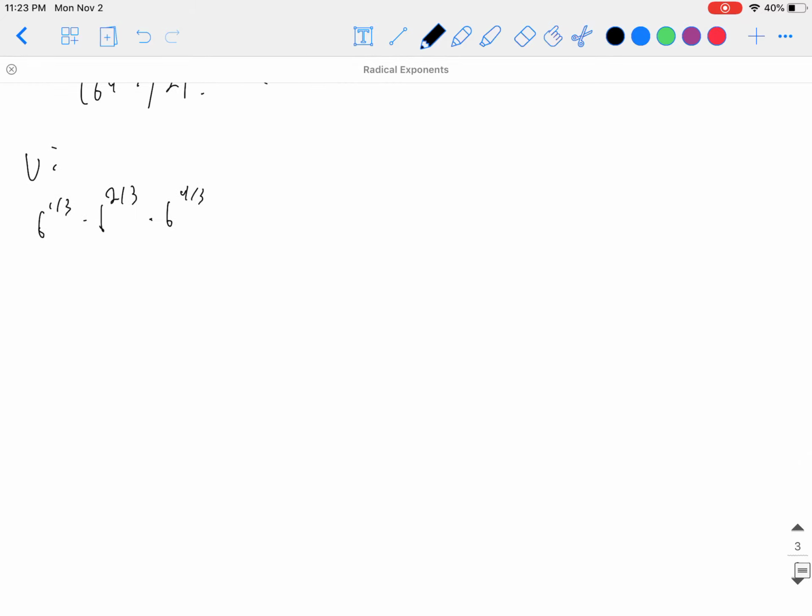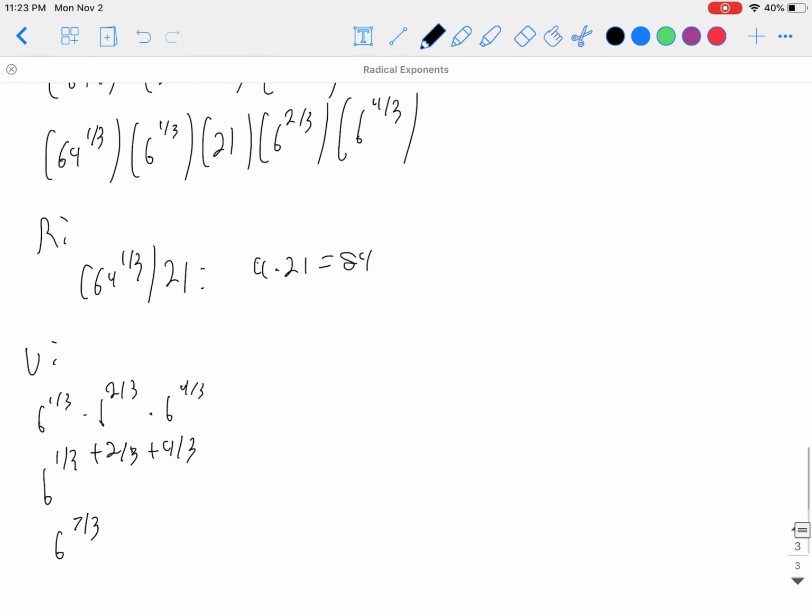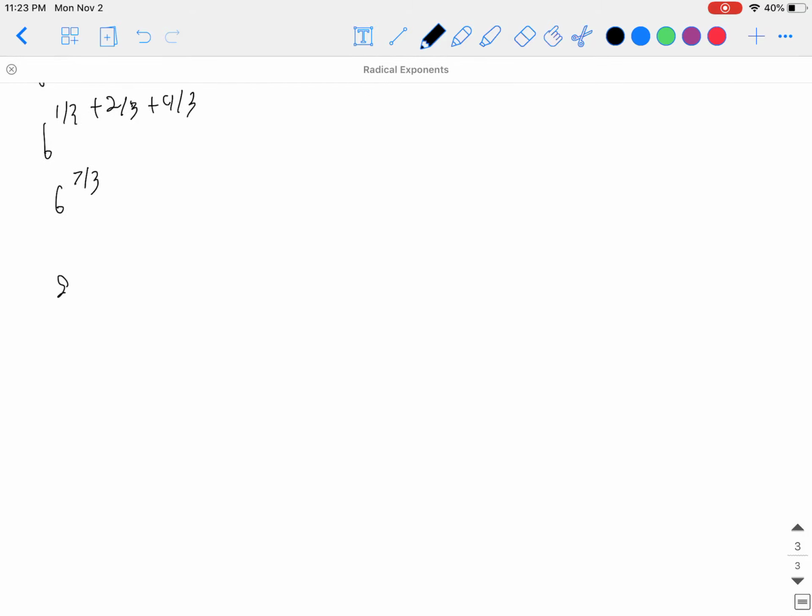Now moving on to the variables, using the power rule, we have b to the 1/3 plus 2/3 plus 4/3. And since we already have common denominators for the fractions, we can just add across, giving us b to the 7/3. By putting the variable and the real number together, we have 84 times b to the 7/3 as the simplified expression.